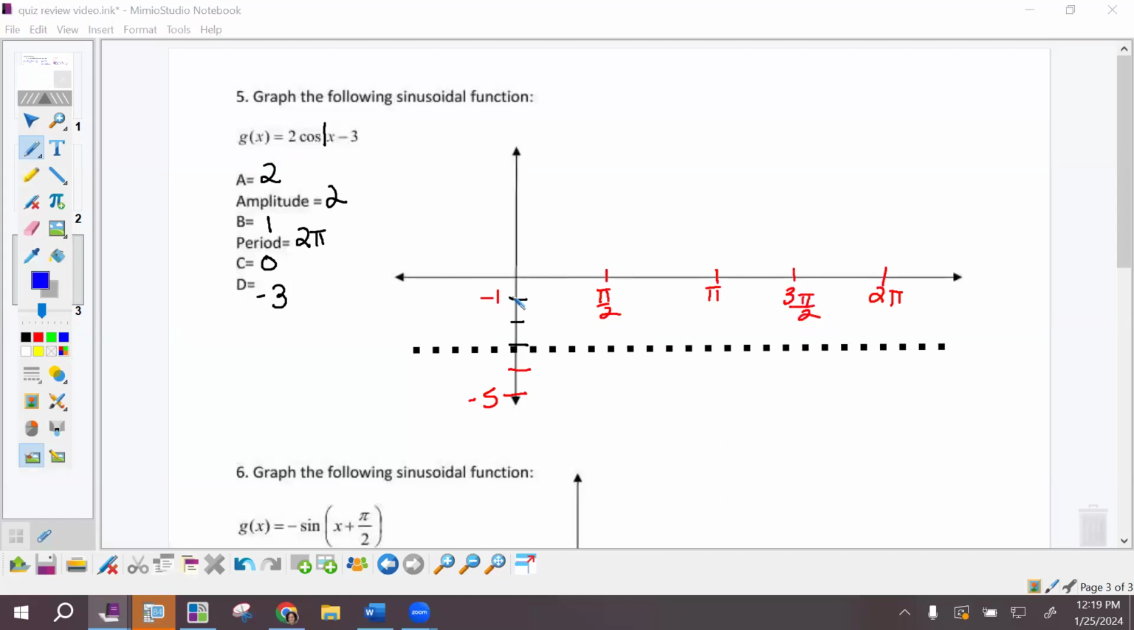And it's a cosine, so that's maximum, midline, minimum, midline, maximum. And make sure you turn your curve around at those endpoints.